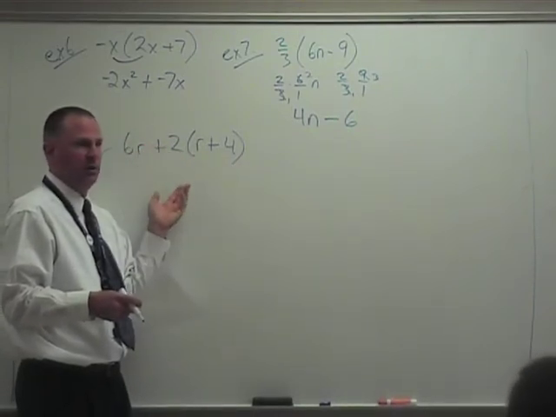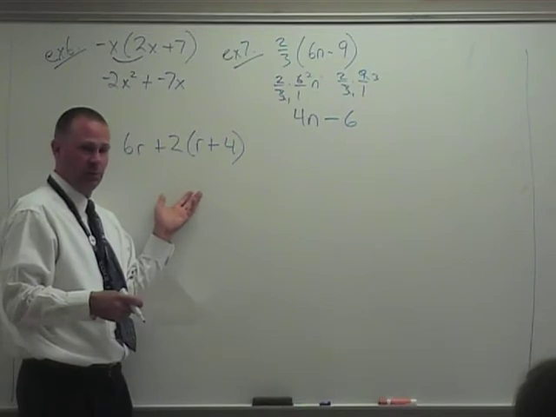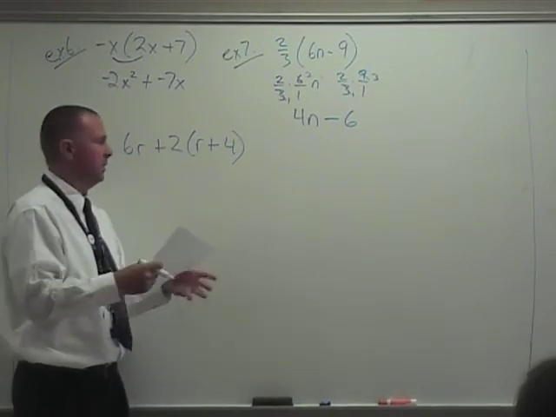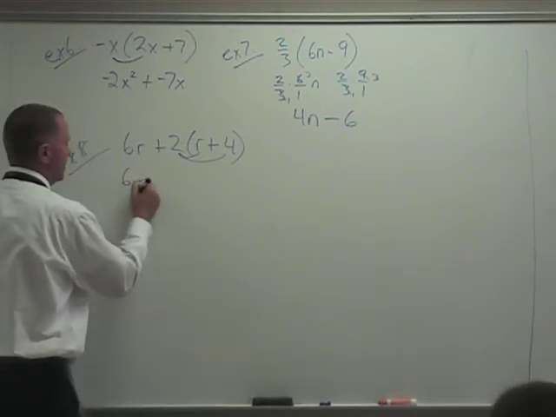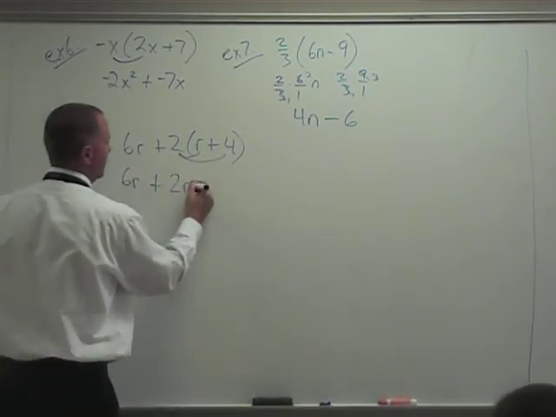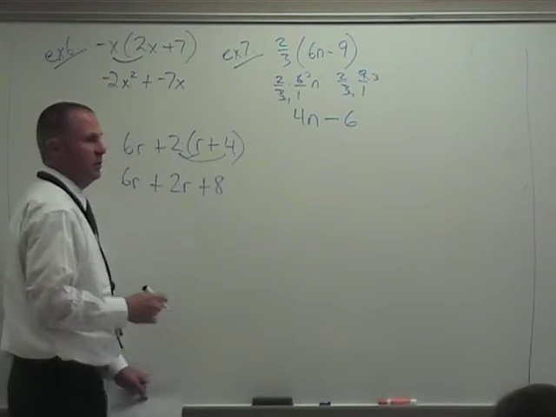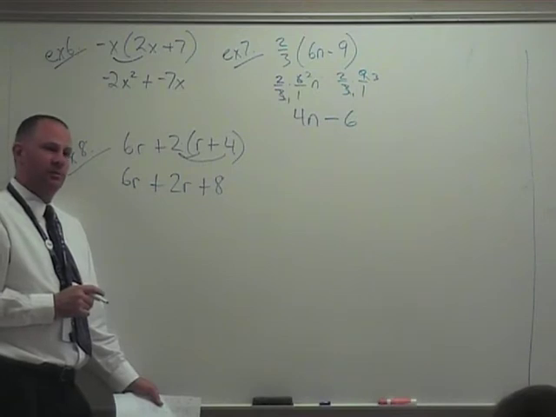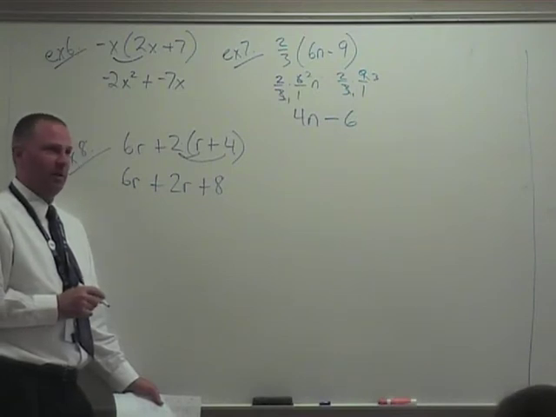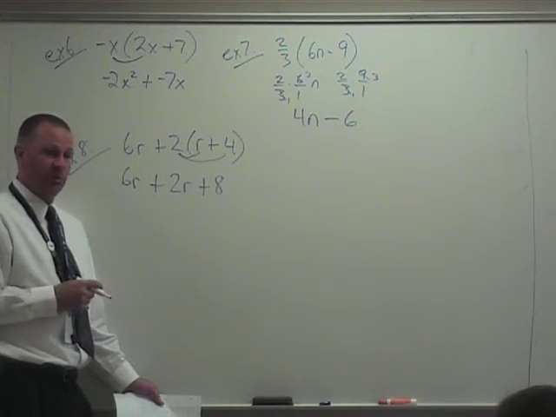Now we have multiplication and division. Do you have a multiplication? Yeah, it's right here. So you have to do distribution first. Alright, so this is 6r, this becomes 2r, and that's 8. Who got that part right? Okay, good. The rest of you, don't make that mistake again. But that is a very typical mistake students make.